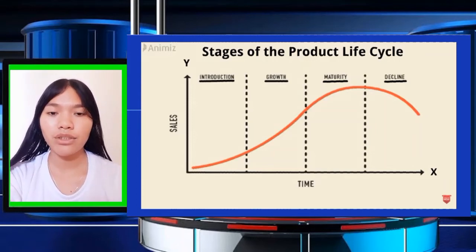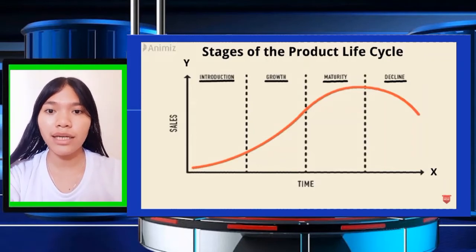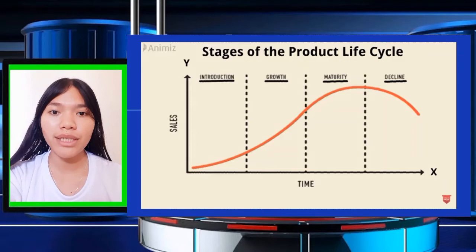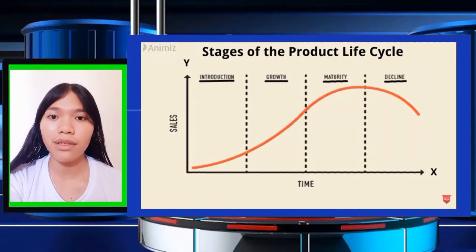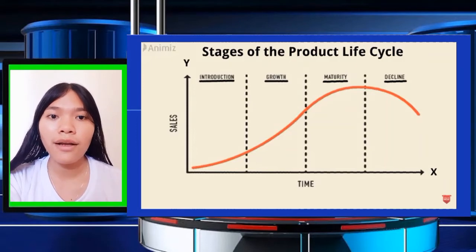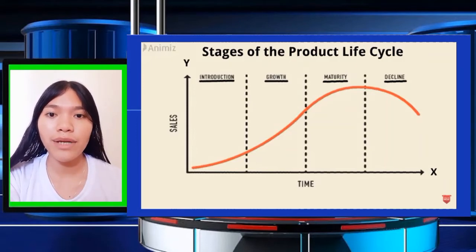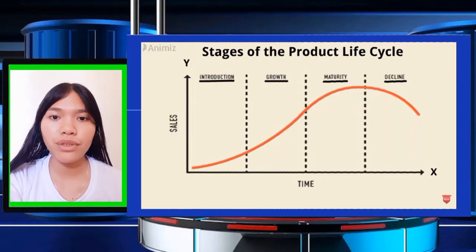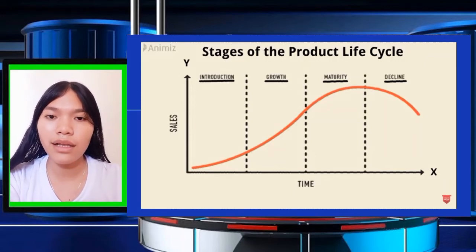Next is the maturity stage. Here in the maturity stage, this is the most profitable stage of the product life cycle. As the production volume increases, the cost of producing and marketing declines. Also, its sales tend to slow, indicating a saturated market. So as you can see, in the maturity stage, your product is very profitable. But as the production volume increases, and you produce more products and services, the cost of producing and marketing also declines. The sales tend to slow because that indicates a saturated market.